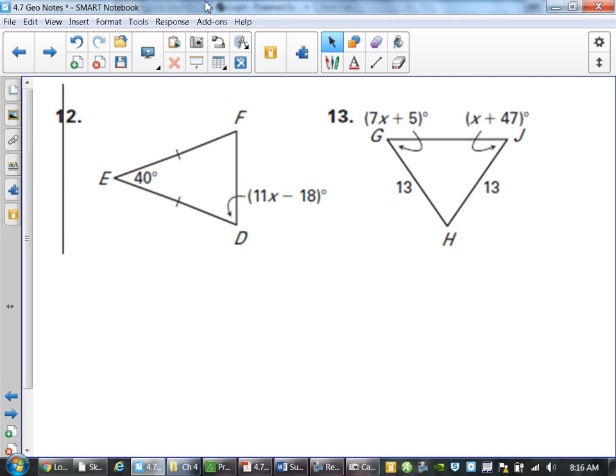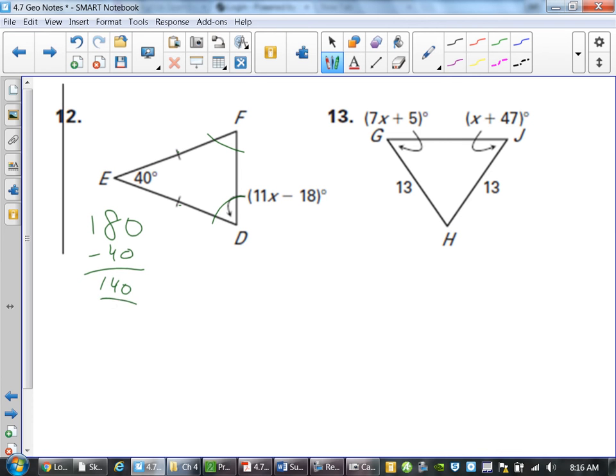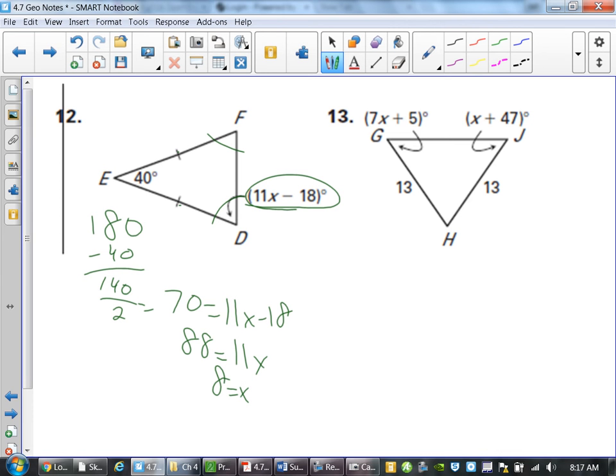So on the first one here, you got your isosceles marks, which means these are the same. How many degrees are in a triangle? 180. So you start with the 180, subtract out the 40, you're left with 140. Cut it in half, and you get 70, which means this has to equal 70. Add that over, you get x is 8.